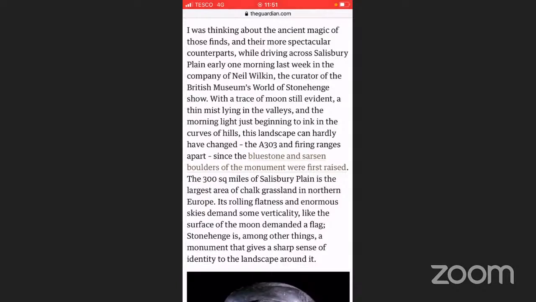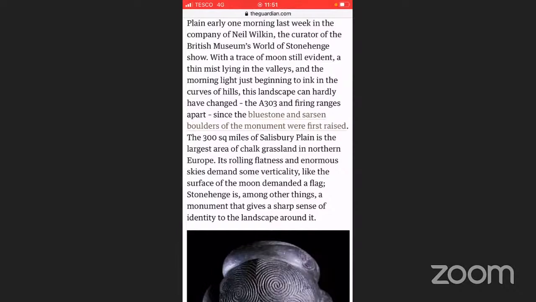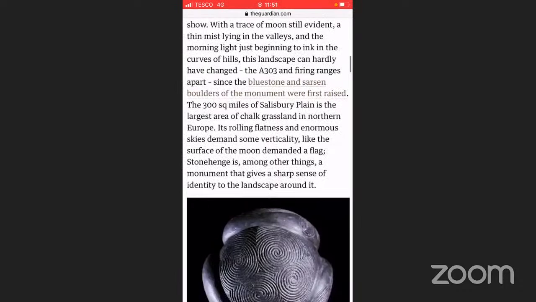The 3,000 square miles of Salisbury Plain is the largest area of chalk grassland in Northern Europe. Its rolling flatness and enormous skies demand some vertical, like the surface of the moon demanding a flag. Stonehenge is, among other things, a monument that gives a sharp sense of identity to the landscape around it. And as you just said, an identity to ourselves.